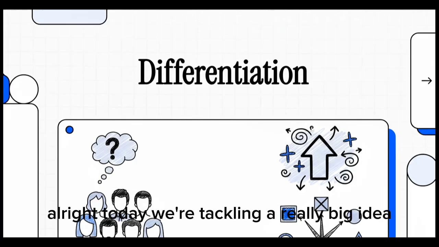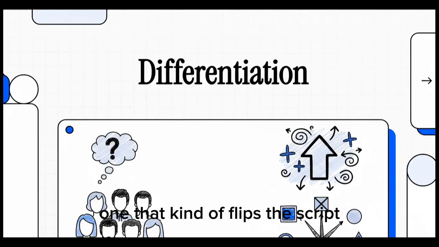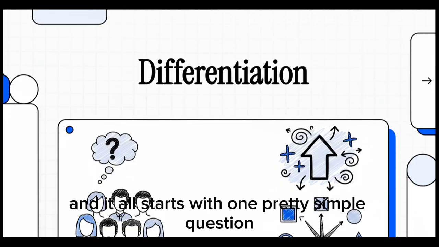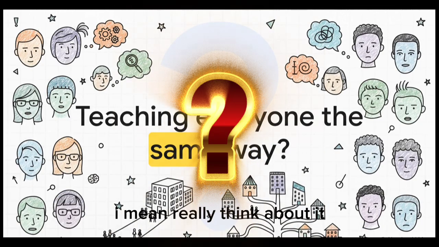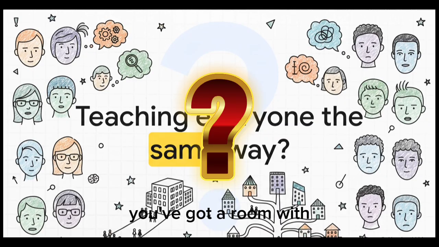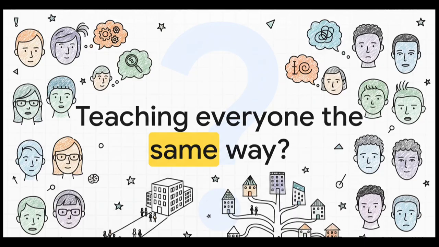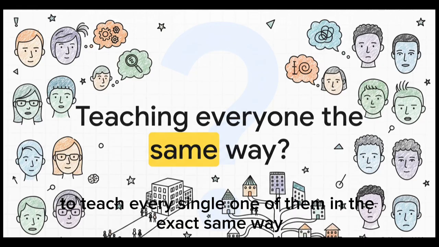All right, today we're tackling a really big idea, one that kind of flips the script on the traditional classroom. It's called differentiation, and it all starts with one pretty simple question. I mean, really think about it. You've got a room with, say, 30 kids. 30 completely different brains, 30 unique ways of looking at the world. Does it actually make any sense to teach every single one of them in the exact same way?